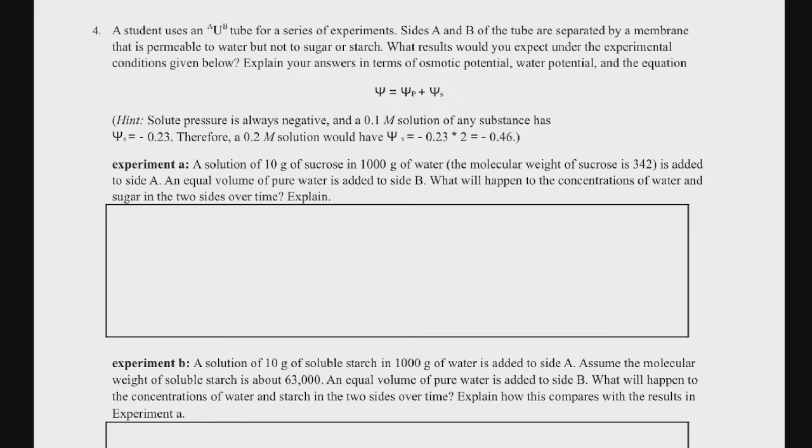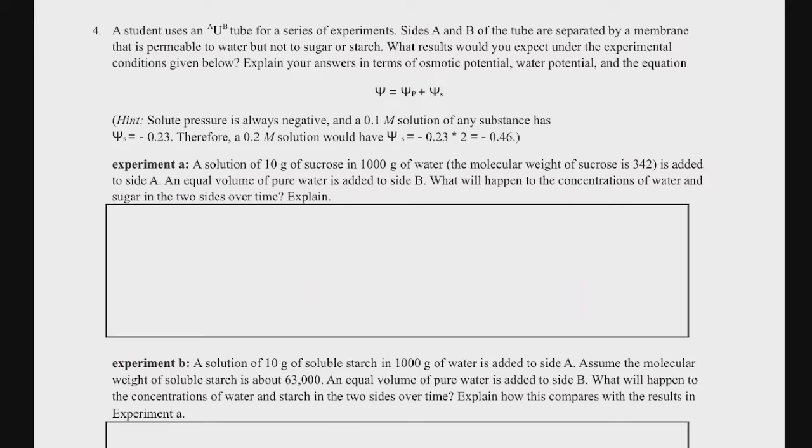So to not make you further confused, let's just jump into it. A student uses a U-tube for a series of experiments. Sides A and B of the tube are separated by a membrane that is permeable to water, but not to sugar or starch.